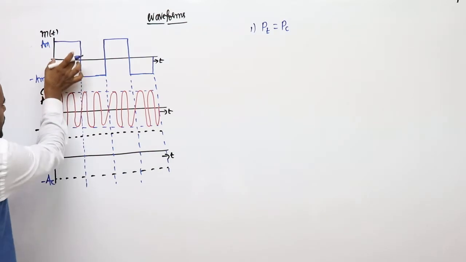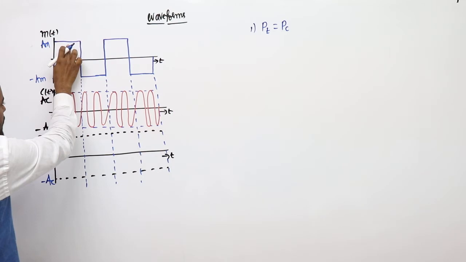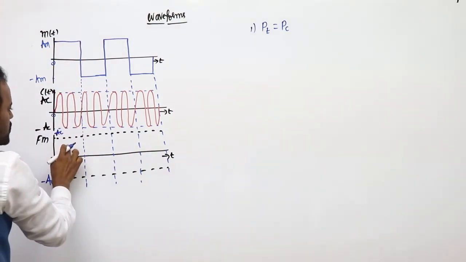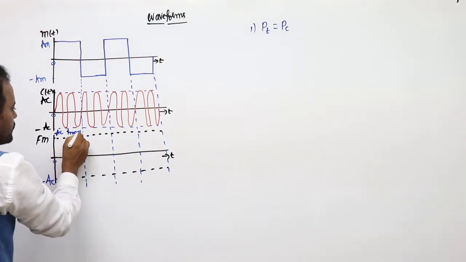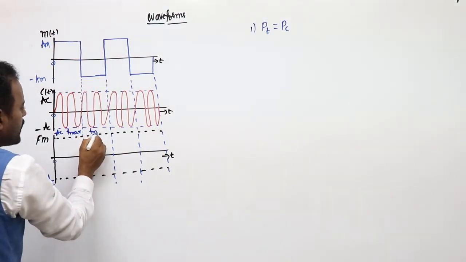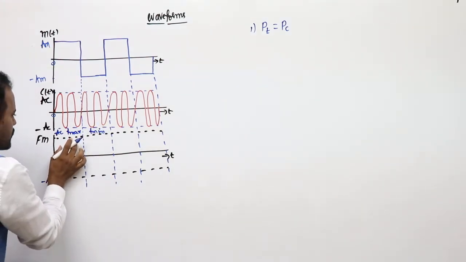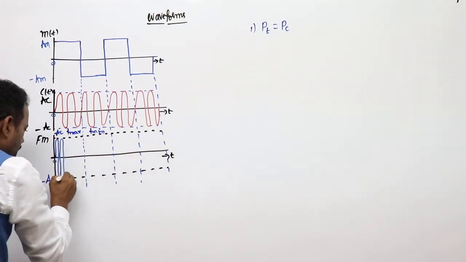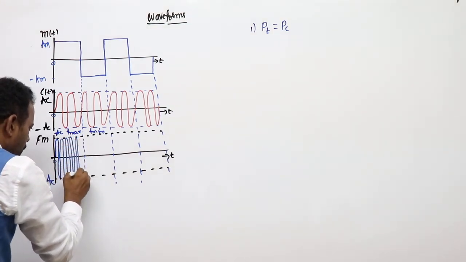In this duration, m of t is positive and maximum. M of t positive and maximum means the frequency is also maximum. So what you will get, students, here is F max. Here m of t is minimum and negative. What you will get, students, here is F minimum, like that. F max means frequency is more. Frequency more means, students, the number of cycles per second is also more.